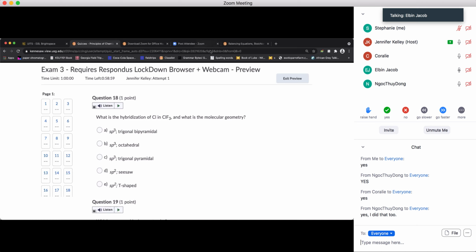SP2 T-shaped. All right, let me see if I can draw right on it. I think I can. So we've got chlorine, and it has 7 valence electrons. And we've got fluorine. It also has 7, and there are 3 of them. So in total, we have 28 valence electrons.